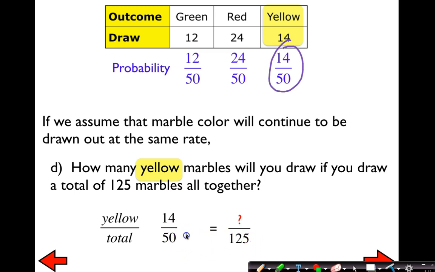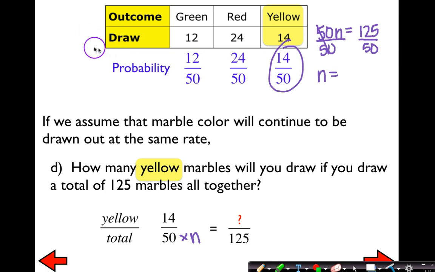So I'm going to use a variable. I'm going to call it n, because I'm going to try to figure out what this multiplier is. Here I'm going to set it up as 50 times some number n is going to give me 125. So I'm going to divide both sides by 50, leaving me with n equals 125 divided by 50.